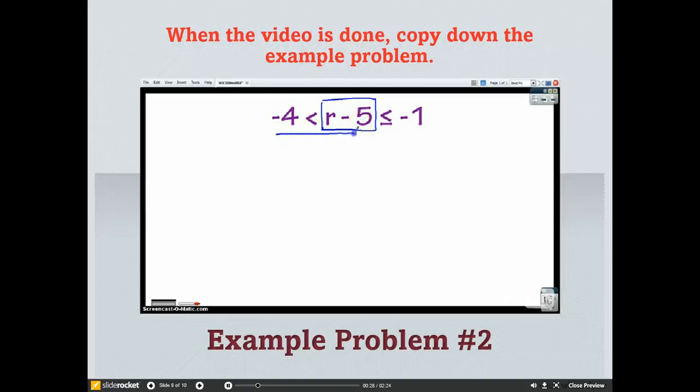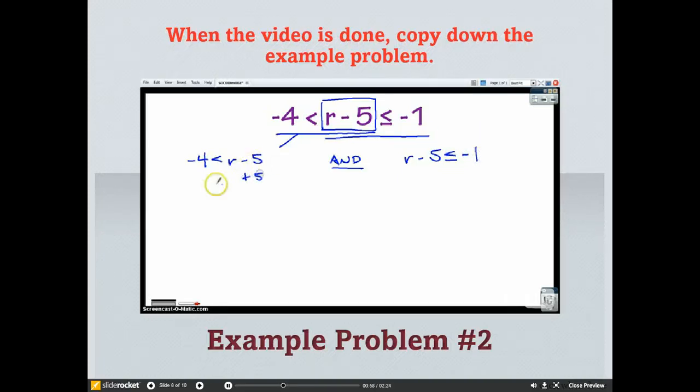So basically our first inequality is this part. Negative 4 is less than r minus 5. And at the same time, anytime they're jammed together like this, it's an and statement. And now we underline this other part. We reuse the middle part that I've boxed out. R minus 5 is less than or equal to negative 1. And now I've got our two separate inequalities which we can solve.